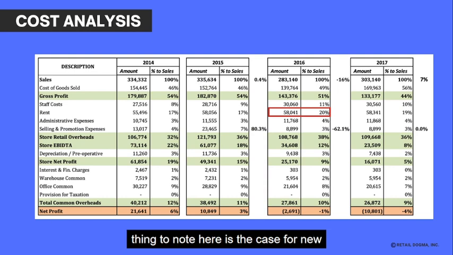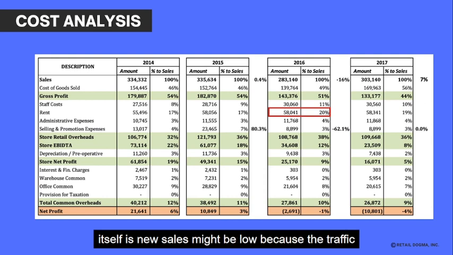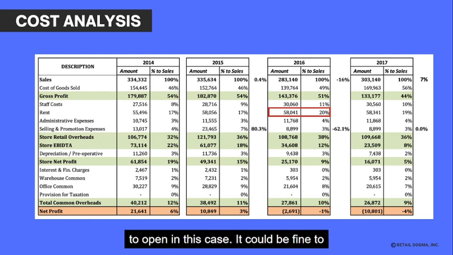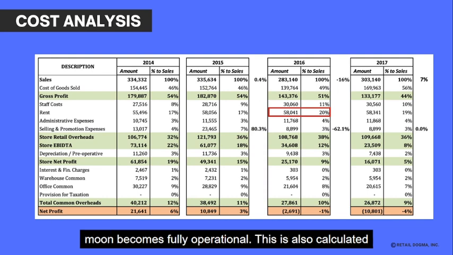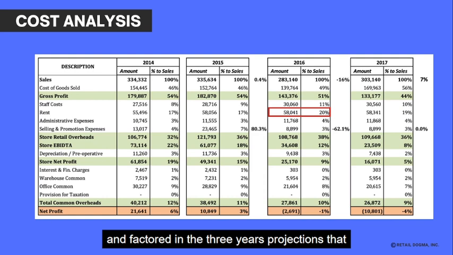One thing to note here is the case for new stores. When a store first opens and the mall itself is new, sales might be low because the traffic is still building up and people are just getting to find out about the mall. And also maybe the mall is still not fully operational and other brands are yet to open. In this case, it could be fine to tolerate a higher rent to sales ratio, considering that it's projected to come back to normal as the mall becomes fully operational. This is also calculated and factored in the 3 years projections that we make before opening the store.